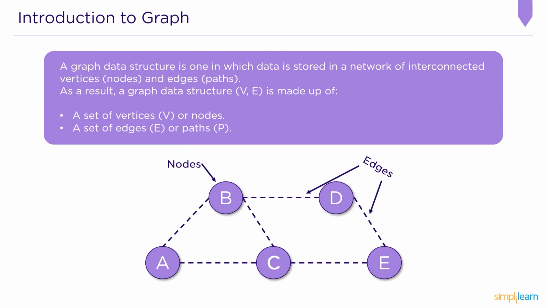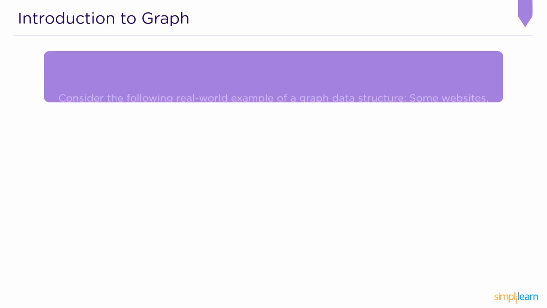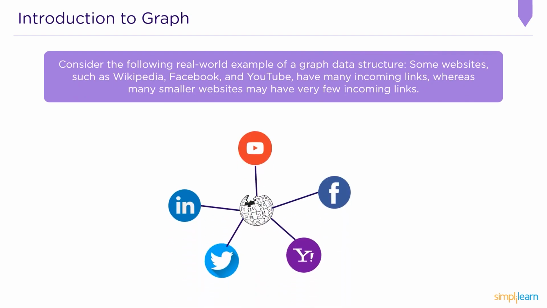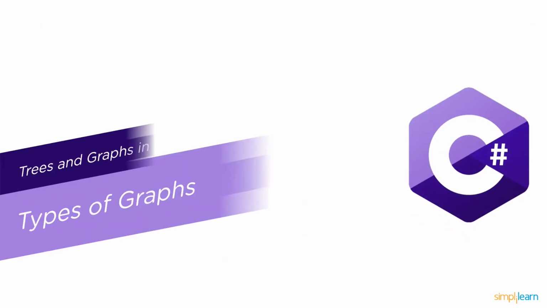As a result, a graph data structure is made up of a set of vertices V and a set of edges, referred to as E or paths P. Consider the following real-world example of a graph data structure. Some websites such as Wikipedia, Facebook, and YouTube have many incoming links, whereas many smaller websites may have very few incoming links. We will look at different types of graphs.